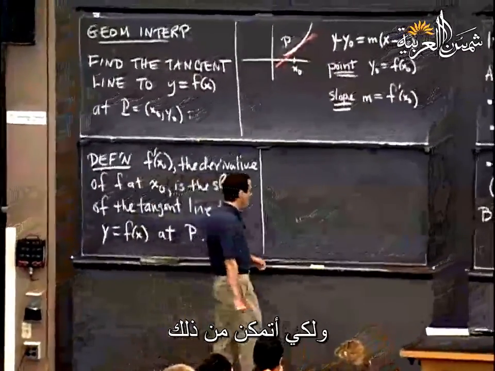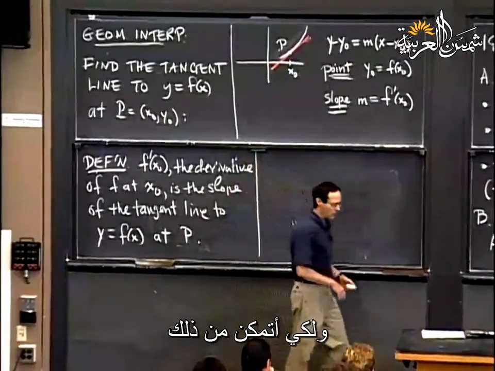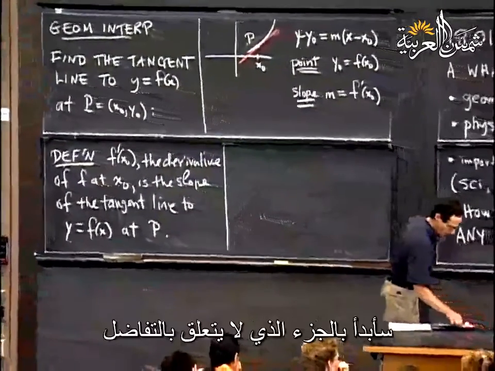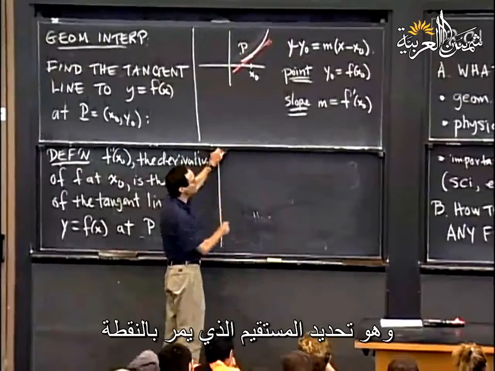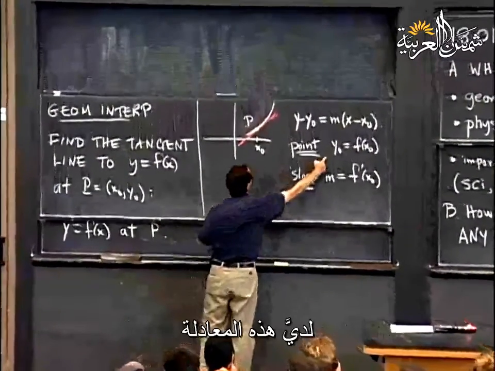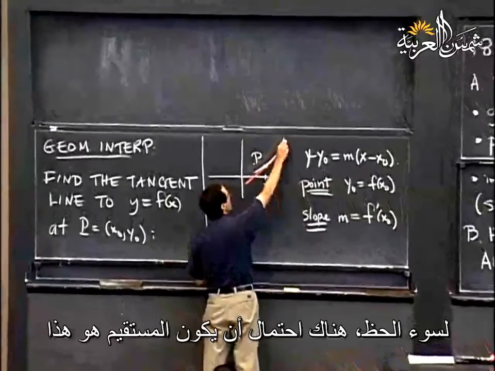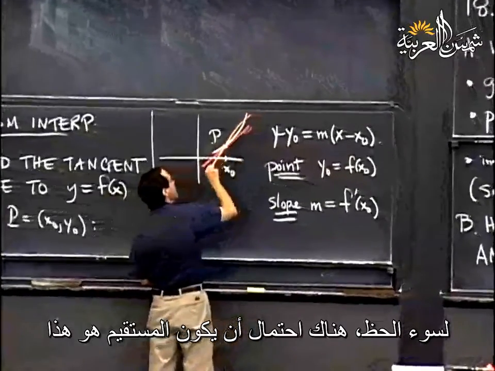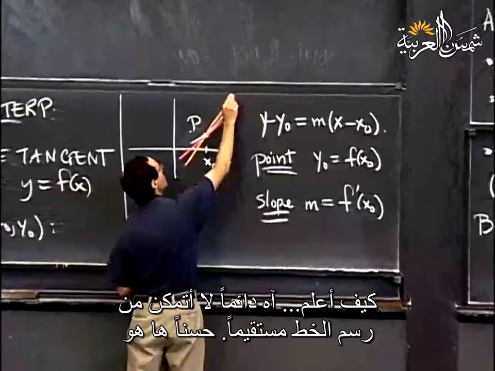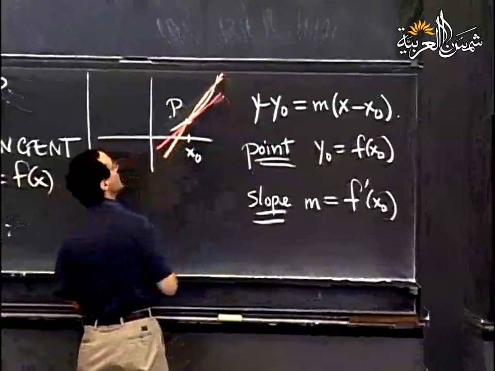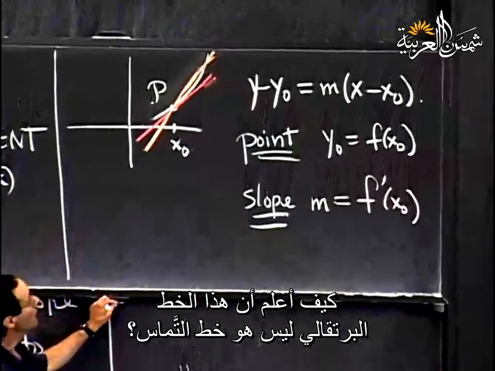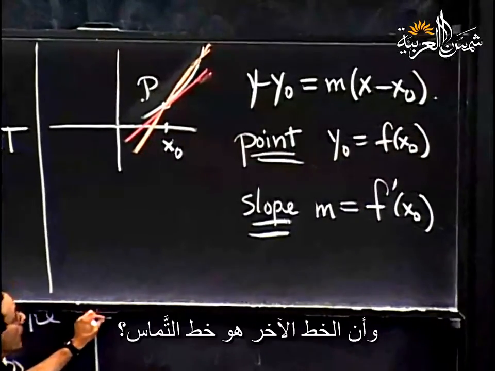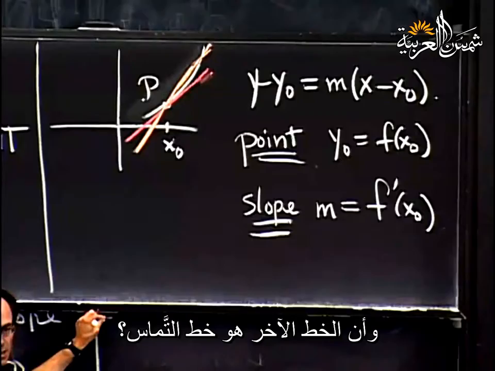And one way of thinking about that is, I certainly am taking for granted that in the non-calculus part I know what a line through a point is. So I know this equation. But another possibility might be this line here. How do I know? Well, unfortunately, I didn't draw it quite straight, but there it is. How do I know that this orange line is not a tangent line, but this other line is a tangent line?